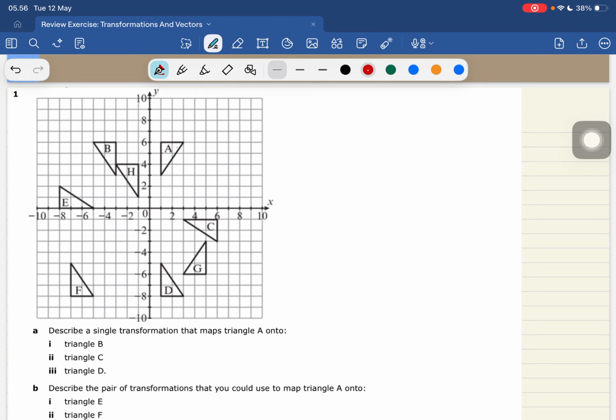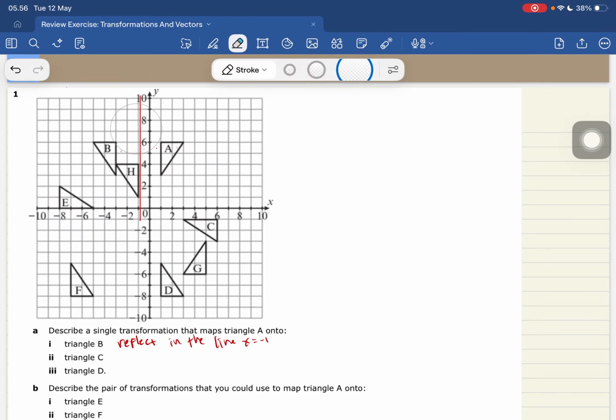If we look at triangle B, A to B, they are mirroring. So we just count 1, 1, 2, 2. Here is the mirror line. So we can write it, this is a reflection, reflect in the line x equal to -1.